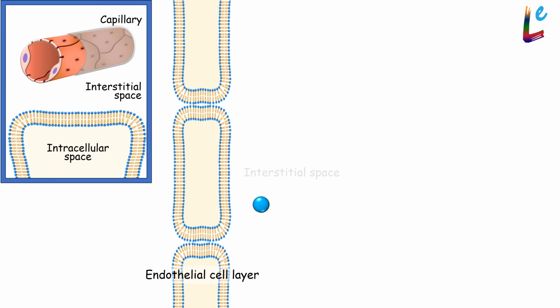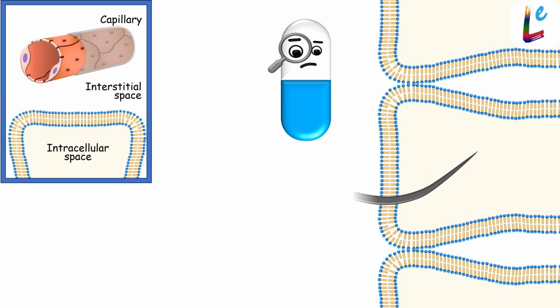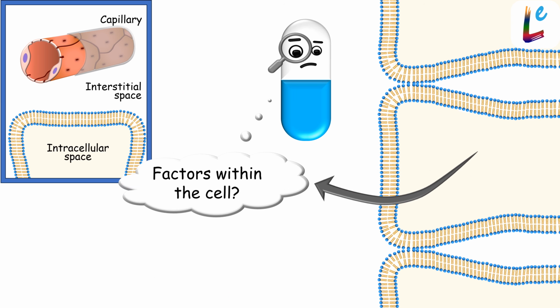Now, the drug is in the interstitial space. To enter the cell, it has to cross the cell membrane. And here too, the principles of membrane transport from the earlier video series are applicable. Can factors within the cell affect distribution?